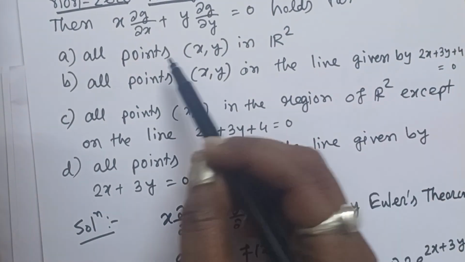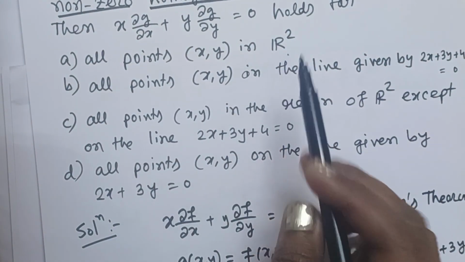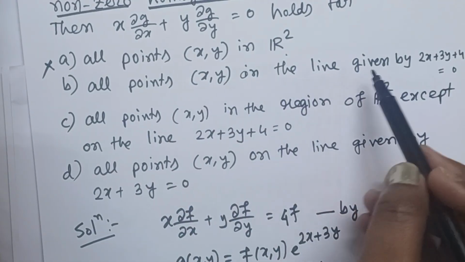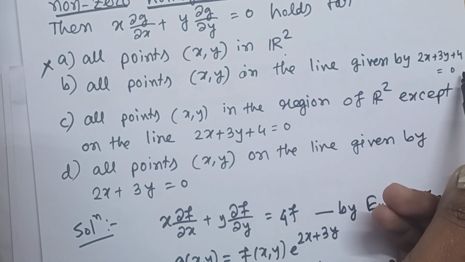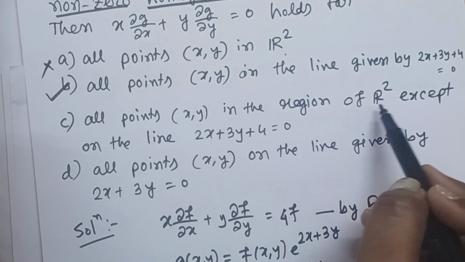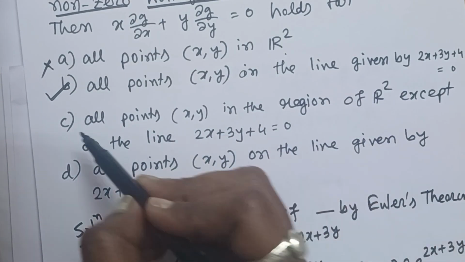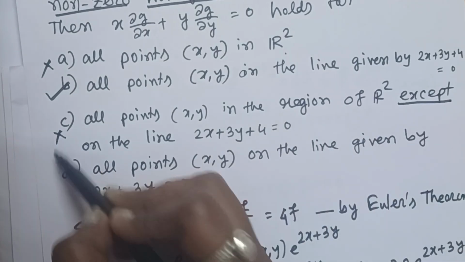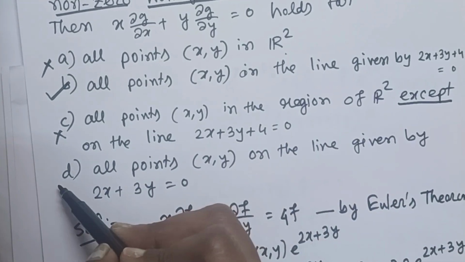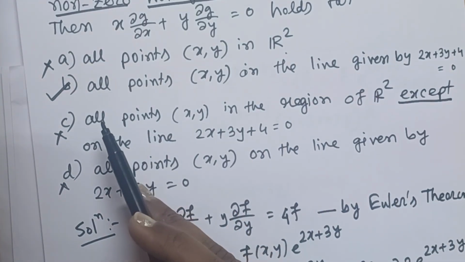Now come to the options. The first option is all points (x,y) in R². No, this is not true. All points (x,y) on the line given by 2x+3y+4=0: yes, this is true. All points (x,y) in the region of R² except on the line 2x+3y+4=0: no, this is not true. All points (x,y) on the line 2x+3y=0: again, this is not true. So the correct option is B.